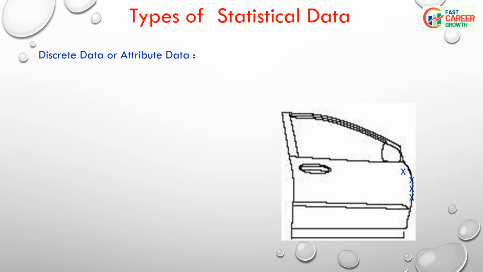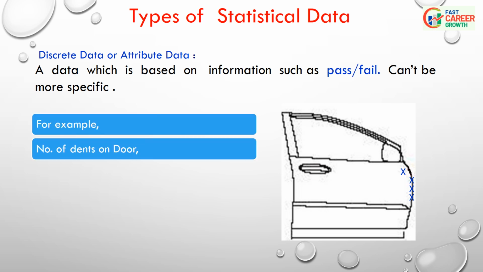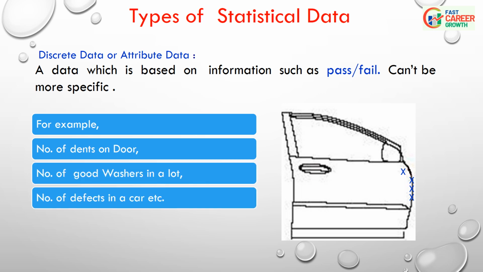Data which is based on information such as pass-fail. Can't be more specific. For example, numbers of dents on a door, numbers of good washers in a lot, numbers of defects in a car, etc. Discrete data consists of values that can be counted, such as the number of cars in a parking lot, the number of students in a classroom, or the number of defects in a manufacturing process.